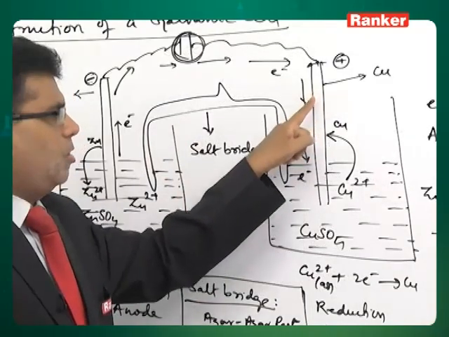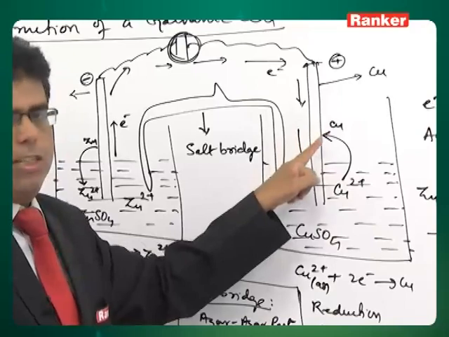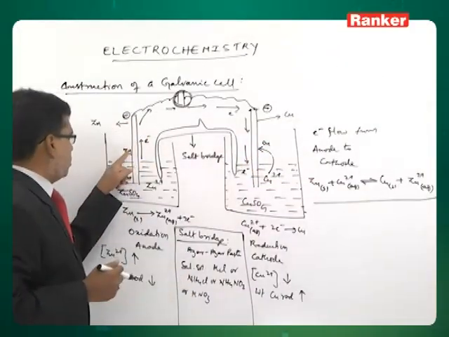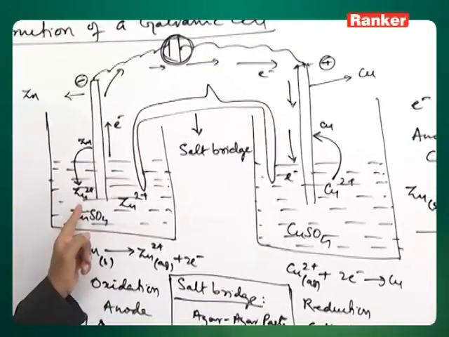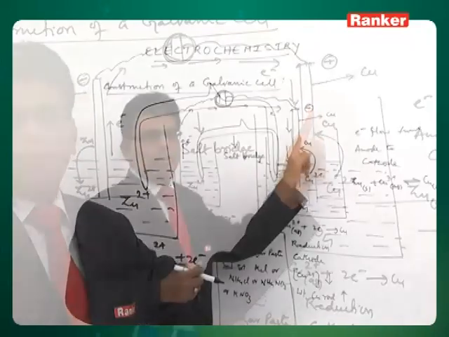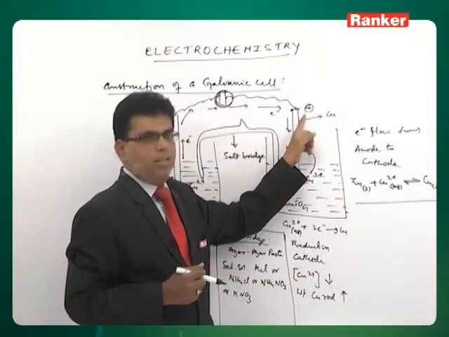Here cathode is positively charged because cupric ions are getting deposited. Positive charge is getting deposited on the rod. Here positive charge is dissolved into the solution and here positive charge is depositing on the rod. So, the rod here will become positively charged.